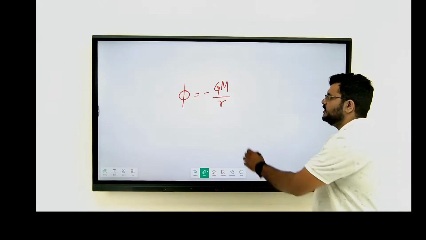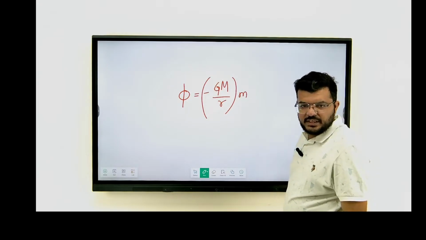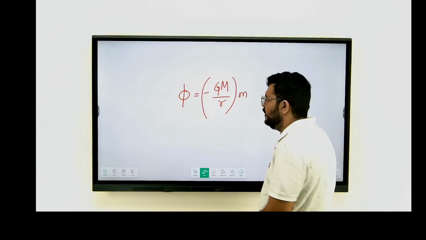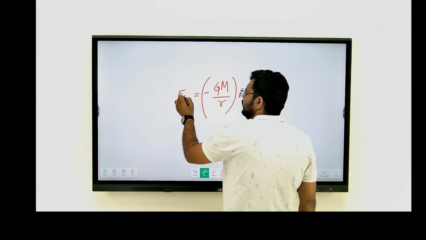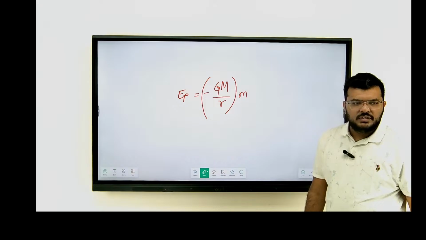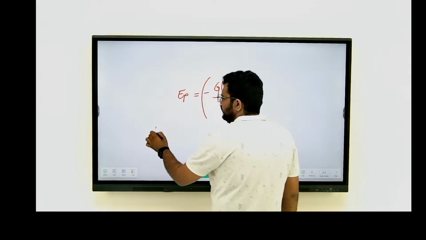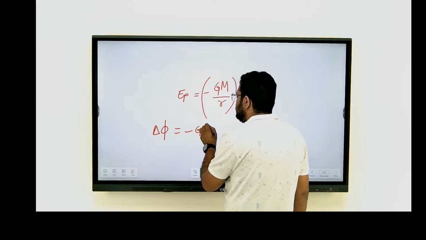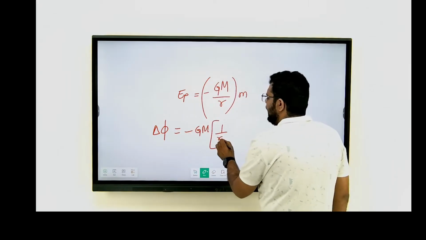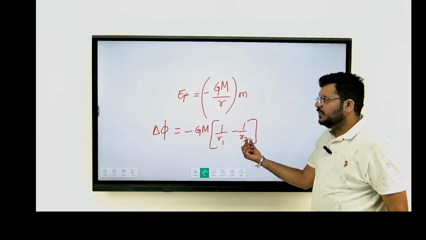So this is simply multiplied by the mass that is moved. Therefore, this should be your gravitational potential energy. Make sense? Here, it should also make sense that delta phi should be equal to minus GM upon 1 by r1 minus 1 by r2. Actually it should have been r2 minus r1.